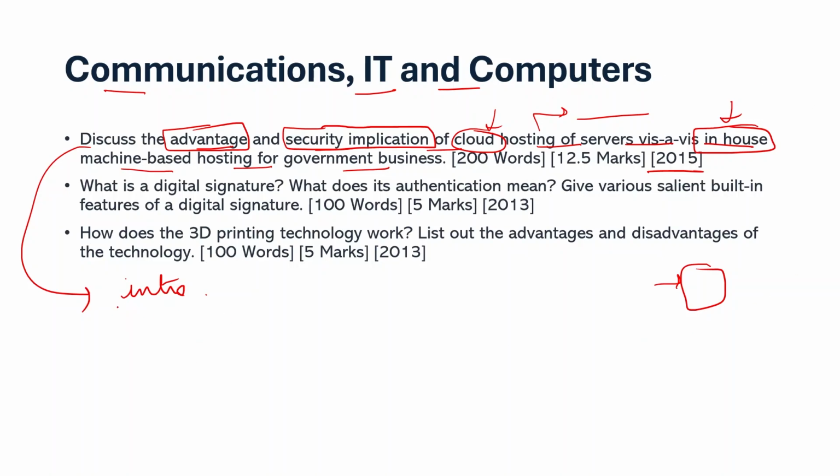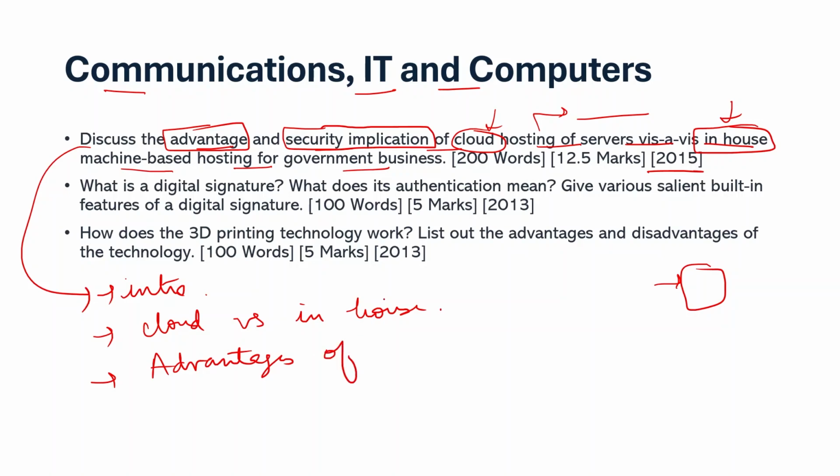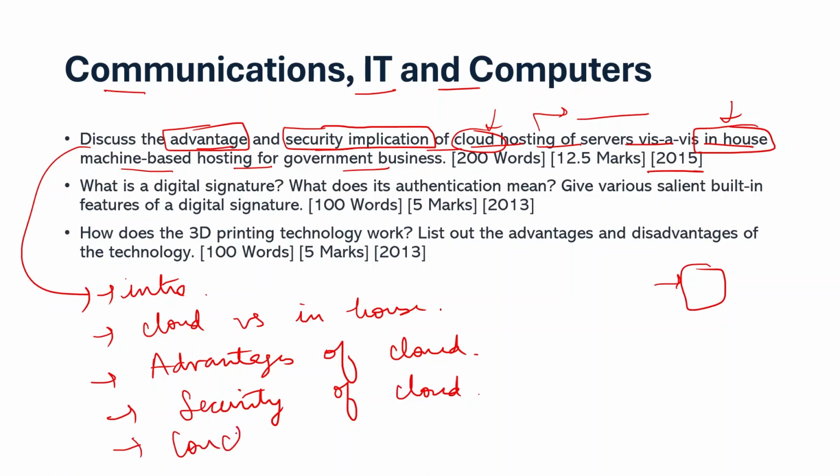So what you have to do is, first you write the introduction, then you distinguish between cloud and in-house hosting, right? Then you write about the advantages of cloud hosting, because they are asking you about advantage and security implications of cloud hosting. Then you write about the advantages of cloud hosting. Then you write about the security implications, right? Security implications of cloud hosting, and then you can conclude, right? This is how you proceed for this answer.